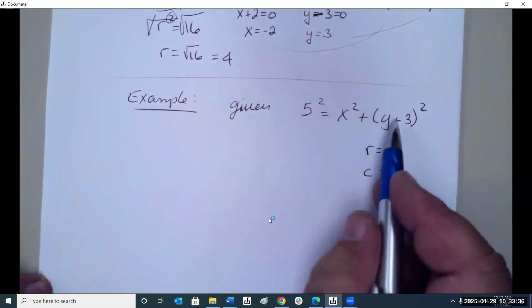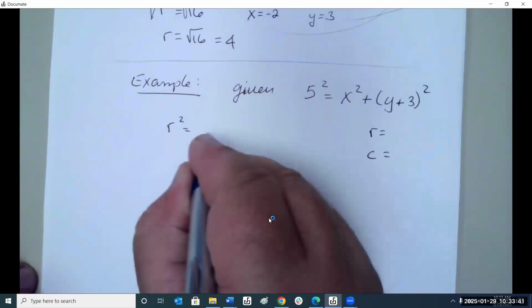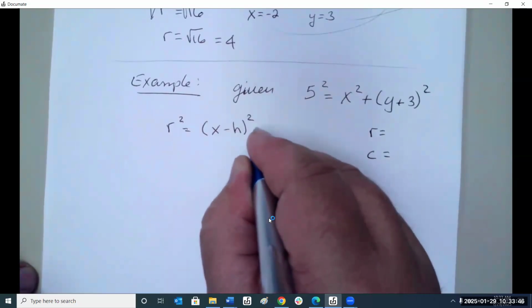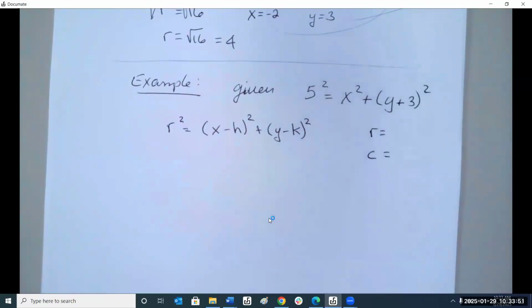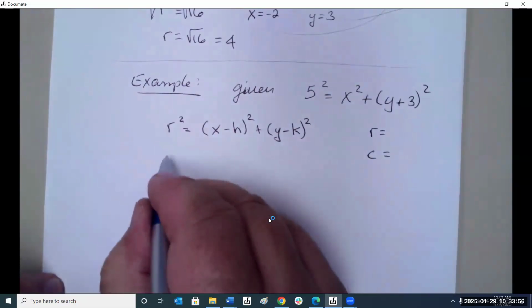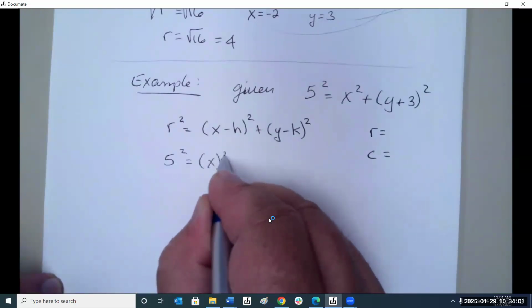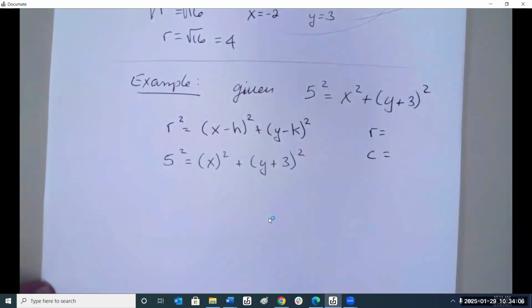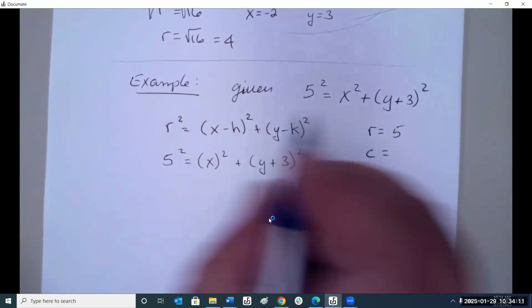Okay. Remember, this is the equation of a circle. So what's the formula for a circle? R squared equals x minus h squared, y minus k squared. So always start off with what the equation is in the question. And in our example, we have 5 squared equals x squared plus y plus 3 squared. So what's our radius? It's just 5 because they're both squared.